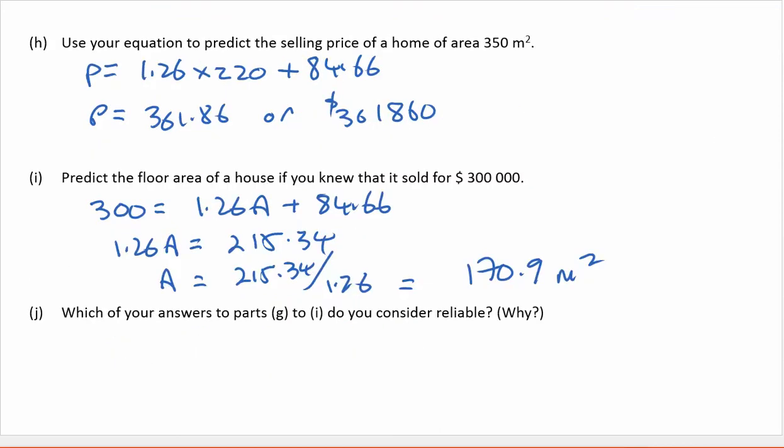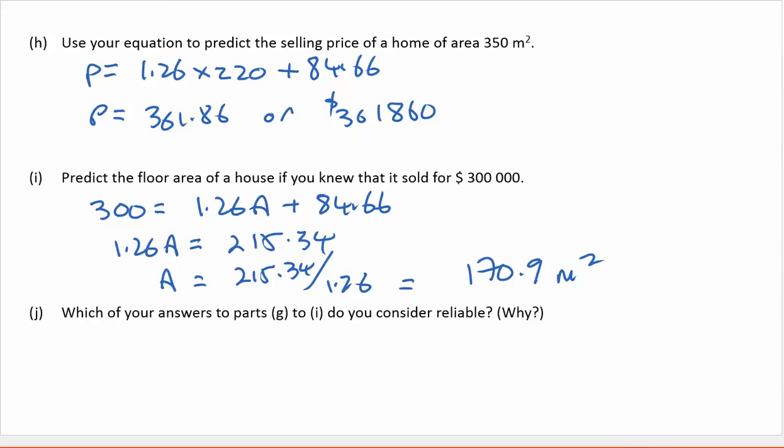In the case of H, predicting the selling price of a home of area 350 metres squared. Now, that would seem to go beyond the given data, so this would be involving extrapolation. But we end up with a prediction of 361,860. The floor area for a $300,000 sold house, doing the substitution, is 170.9 metres squared.